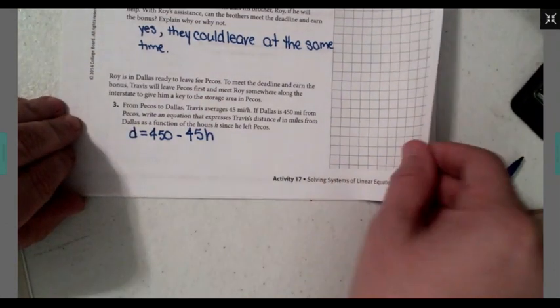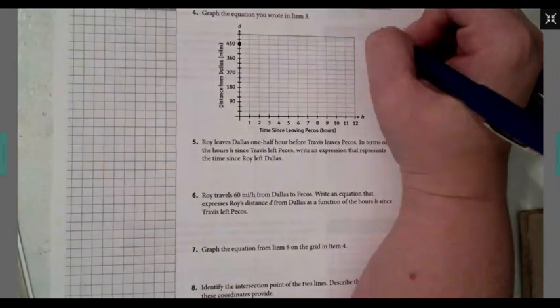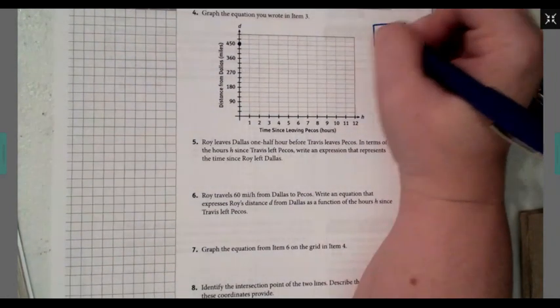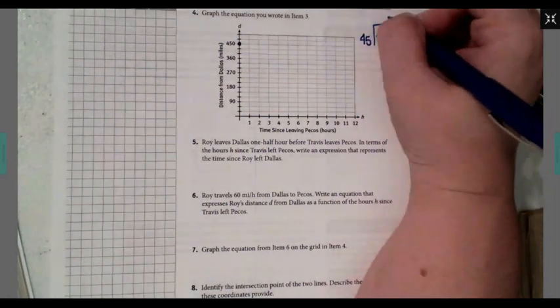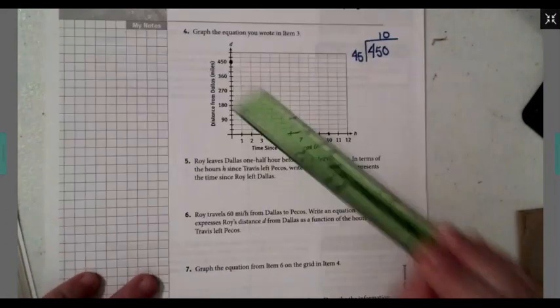Let's take a look at number 4 on the top of the next page. Graph the equation you wrote in item 3. Well, I know we're going to start at 450, right? And we're traveling 45 miles an hour. So 450 divided by 45 should be 10 hours time. So it's going to take me 10 hours to get there. So I'm going to put a dot over here. I'm going to connect those 2 dots with a line.